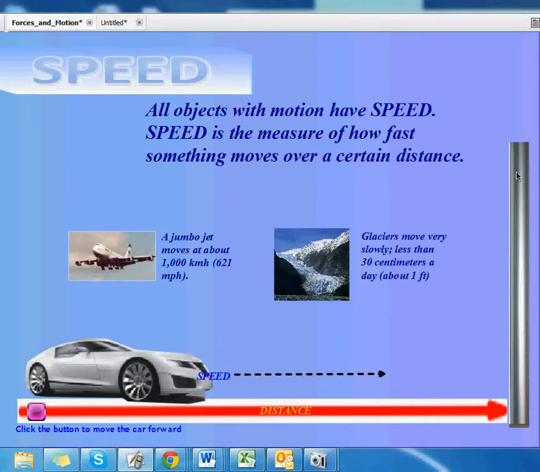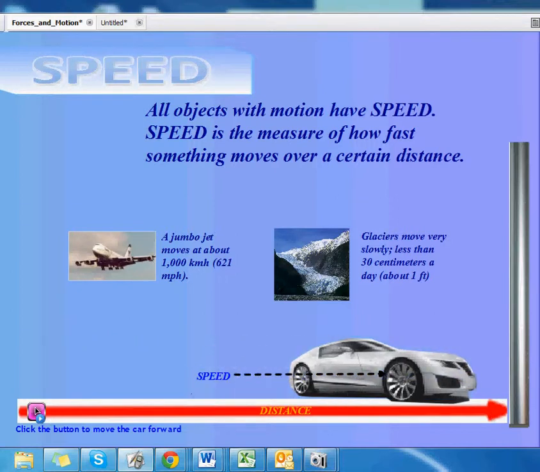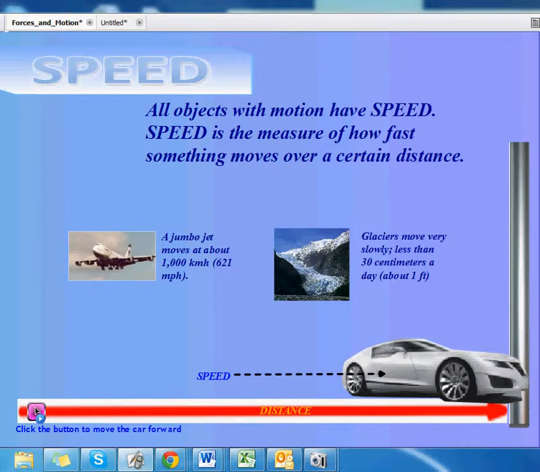The last thing we're going to talk about today is speed. All objects with motion have a speed. Speed is the measure of how fast something moves over a certain distance. A jumbo jet moves at about 1,000 kilometers per hour, or 621 miles per hour. Glaciers also move very slowly, less than 30 centimeters a day. That's about a foot. So as we look at the car, we know that it's going a certain distance. So as it moves, we can check its speed over that distance.